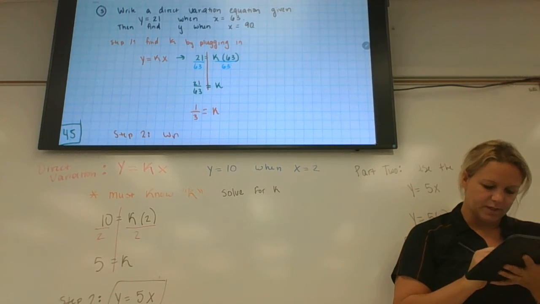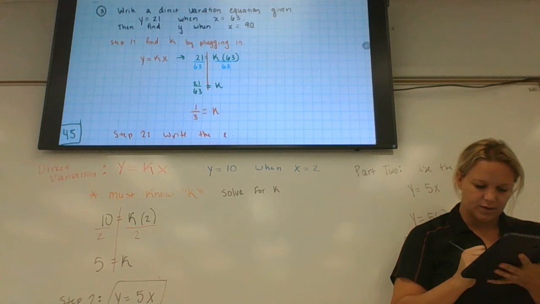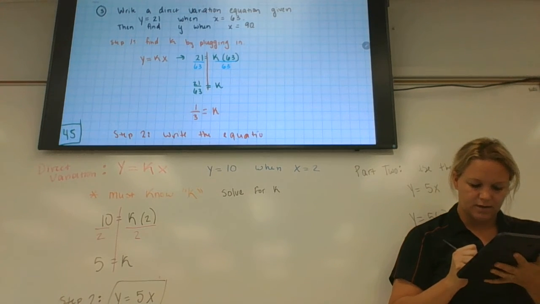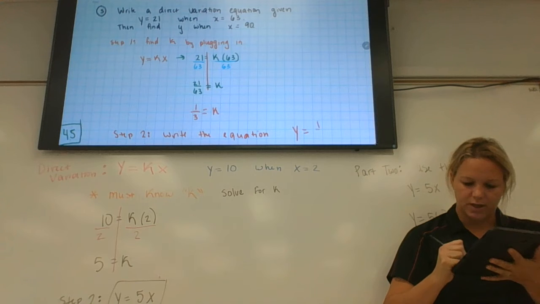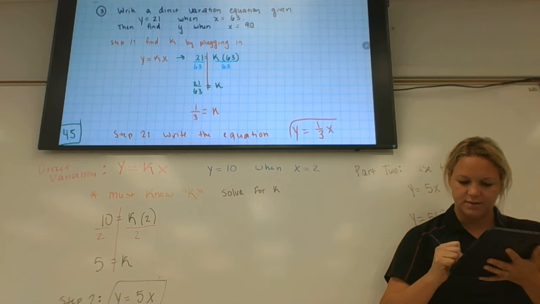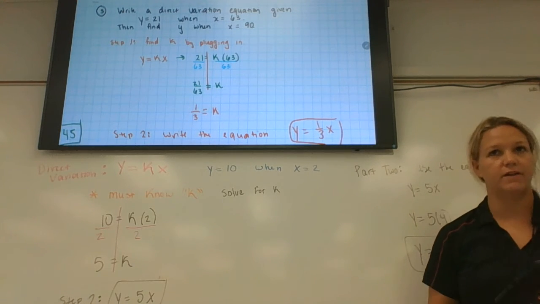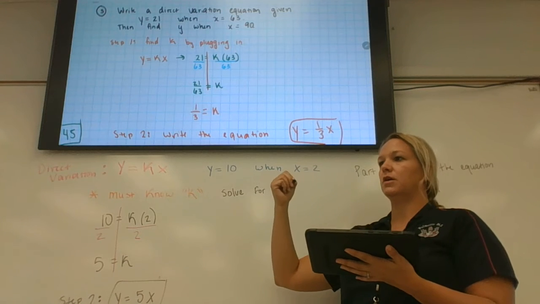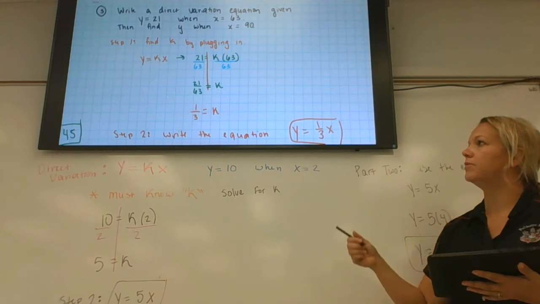We'll write the equation. So our equation is y equals 1/3 x. Not bad. Like I could still graph that. Start at 0, 0 and go up 1 over 3, up 1 over 3.